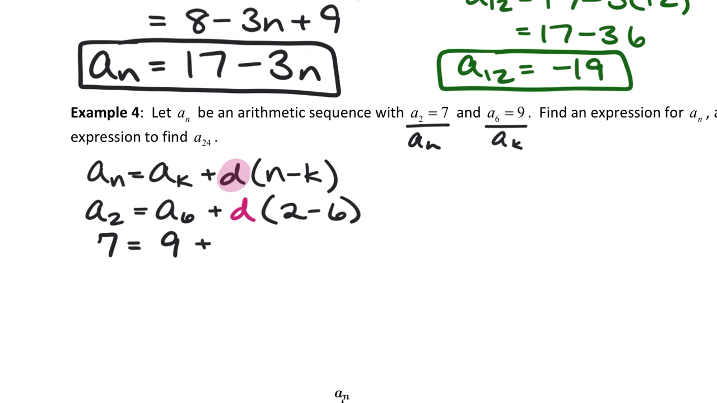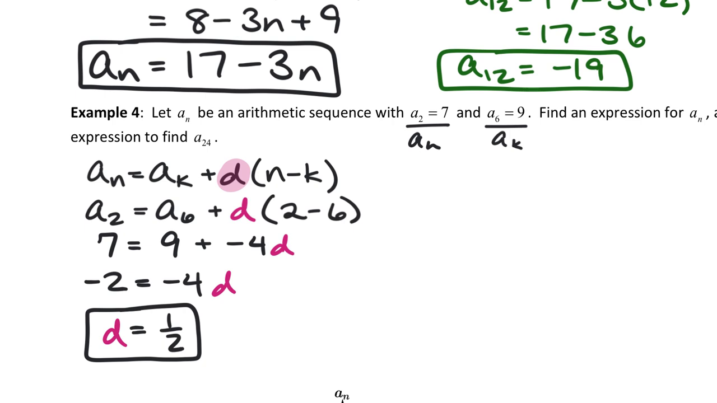So if I start to solve this, 2 minus 6 is negative 4. I'm just solving for this one missing piece of information. Subtract 9 from both sides, you end up with negative 2 equal to negative 4 times d. What do I do to solve for d? Divide by negative 4. So negative 2 divided by negative 4, that's positive 1/2. So we have the common difference.